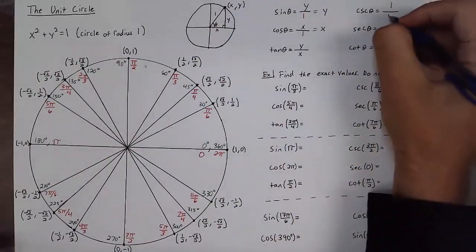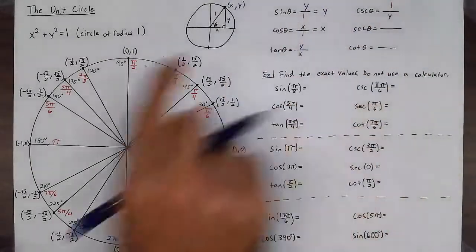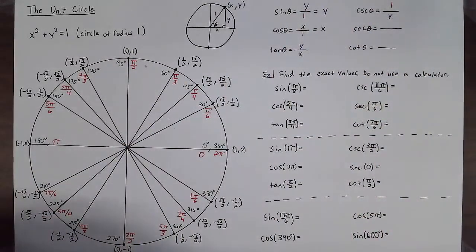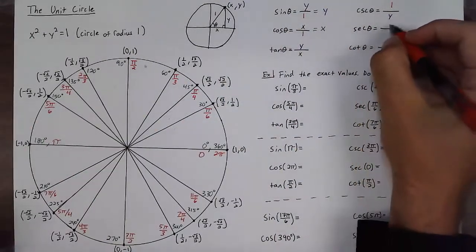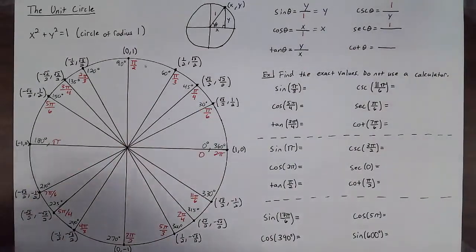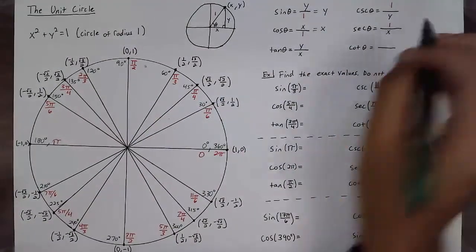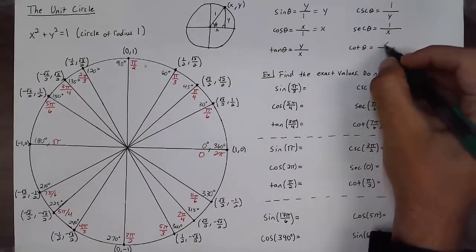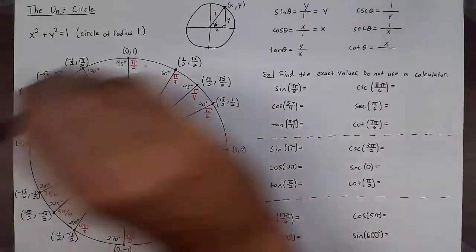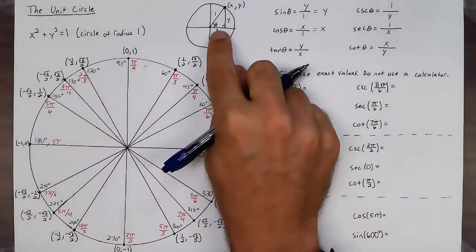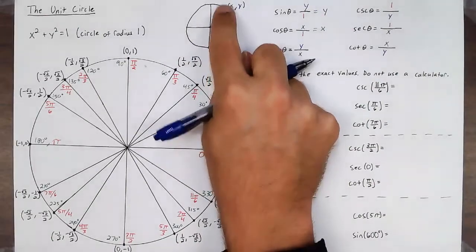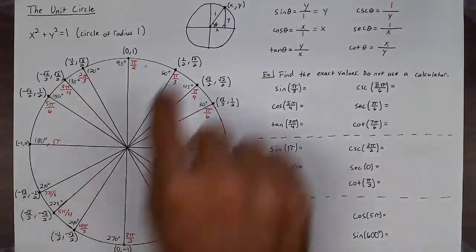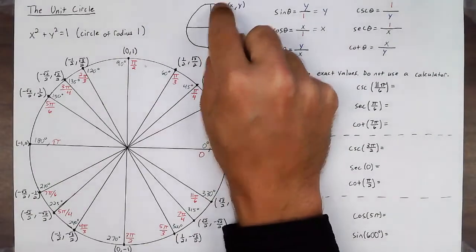But you can also use the fact that they are reciprocals to remember that. Secant would be 1 over x, for hypotenuse over adjacent. And cotangent would be x, adjacent over opposite y. And again, I just used this triangle right here of a random point and made one right triangle with it, with my hypotenuse being 1 because the radius of the circle would be 1.